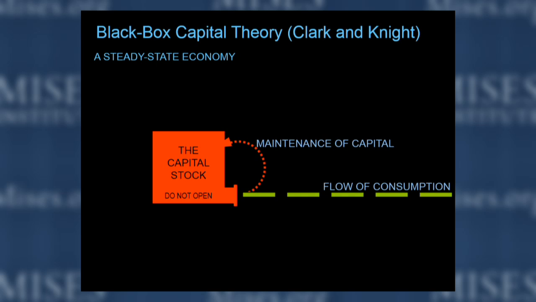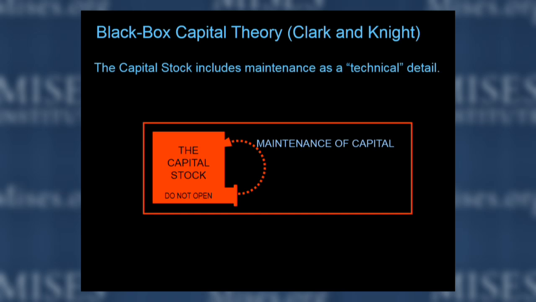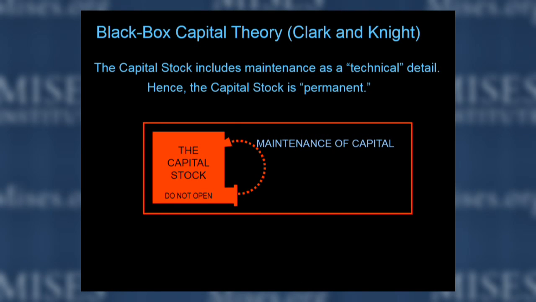All right. I'm going to put that maintenance back there because the capital stock includes the maintenance as a technical detail. Now think about that. Would any economist say that maintenance is a technical detail? No, you could maintain it once a month or twice a month or whatever, depending on one thing or another. So it's not just a technical detail, but it's treated as a technical detail in Frank Knight's view. Okay, hence the capital stock is permanent. Would any Austrian say that? The capital stock is permanent?